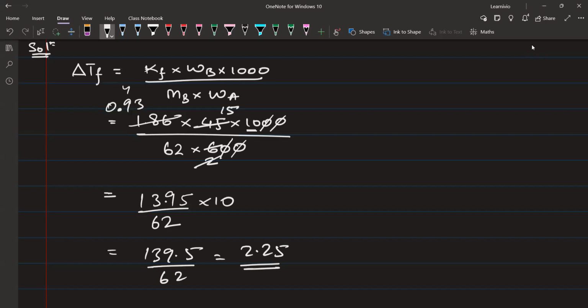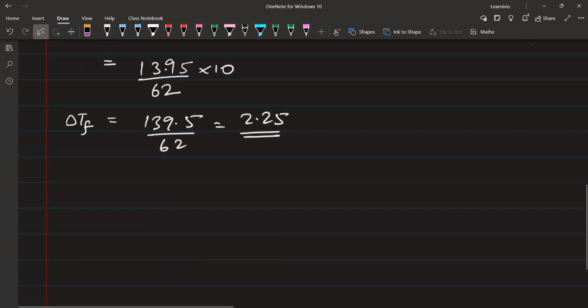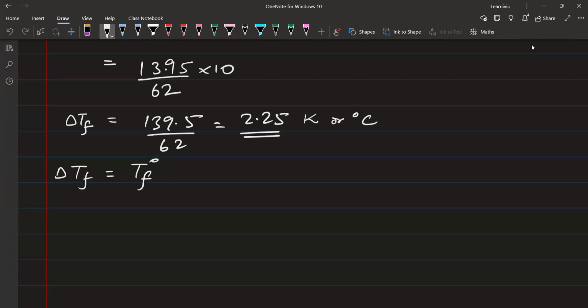Okay. So this is what delta TF, the depression in freezing point, is, and this will have a unit that is Kelvin, or you can have degree Celsius also, whatever you like, Kelvin or degree Celsius, because it is delta TF. Now when you need to calculate delta TF, it is equal to T naught F, the freezing point of the solvent, minus the freezing point of the solution.